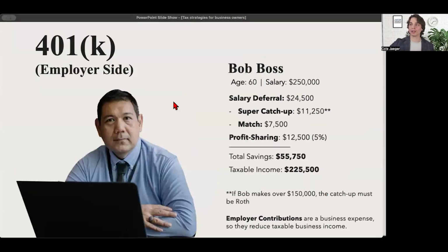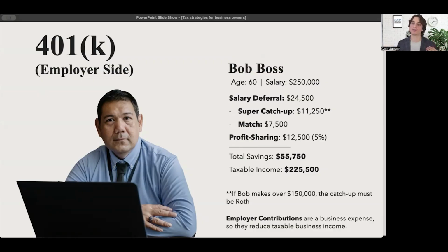Much of this also applies to you, the employer, Bob Boss in this case. He can also defer $24,500 from his salary. Bob is also eligible because he is 60 for the super catch-up. But this is a new rule for 2026. Since Bob makes over $150,000 as a salary, he can only make this catch-up contribution to a Roth account. That was not true last year, but it is true this year, unfortunately.